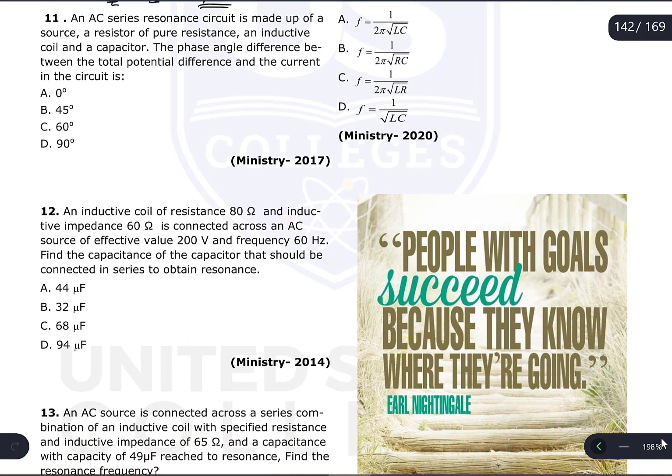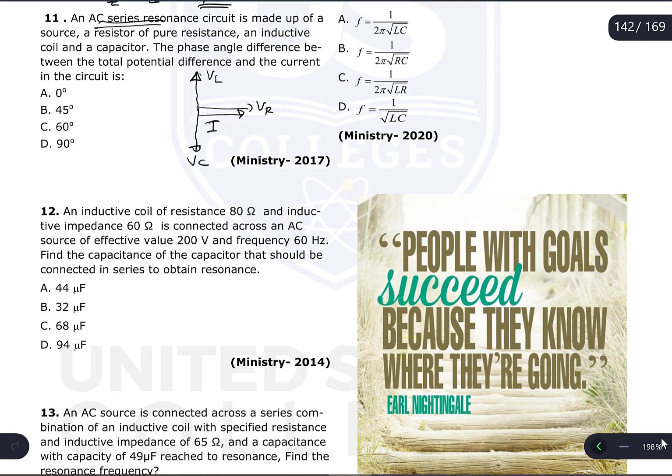And question number 11: an AC series resonance circuit is made up of a source, a resistor of pure resistance, an inductor, an inductive coil, and a capacitor. So it's a series resonating circuit. In a series circuit, we know that electric currents are equal, so I is equal for all devices. VR is in phase with the electric current, but VL is leading the electric current, and VC lags behind the electric current.